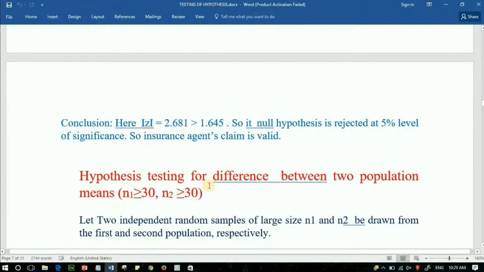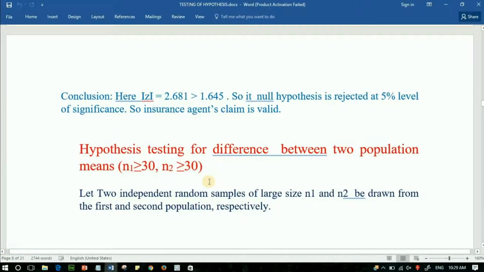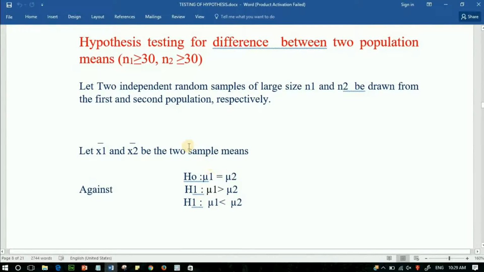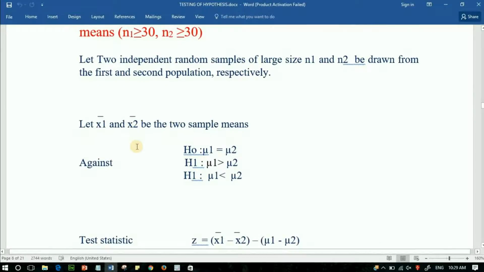The second case we are testing is whether there is any difference between two population means. In this case also, we have to check whether the first sample size and second sample size are greater than or equal to 30. Let two independent random samples of size n1 and n2 be drawn from the first and second population respectively. Let x1 bar be the sample mean of the first population and x2 bar the sample mean of the second population. The null and alternative hypotheses are H0: mu1 equal to mu2, H1: mu1 greater than mu2, and H1: mu1 less than mu2.